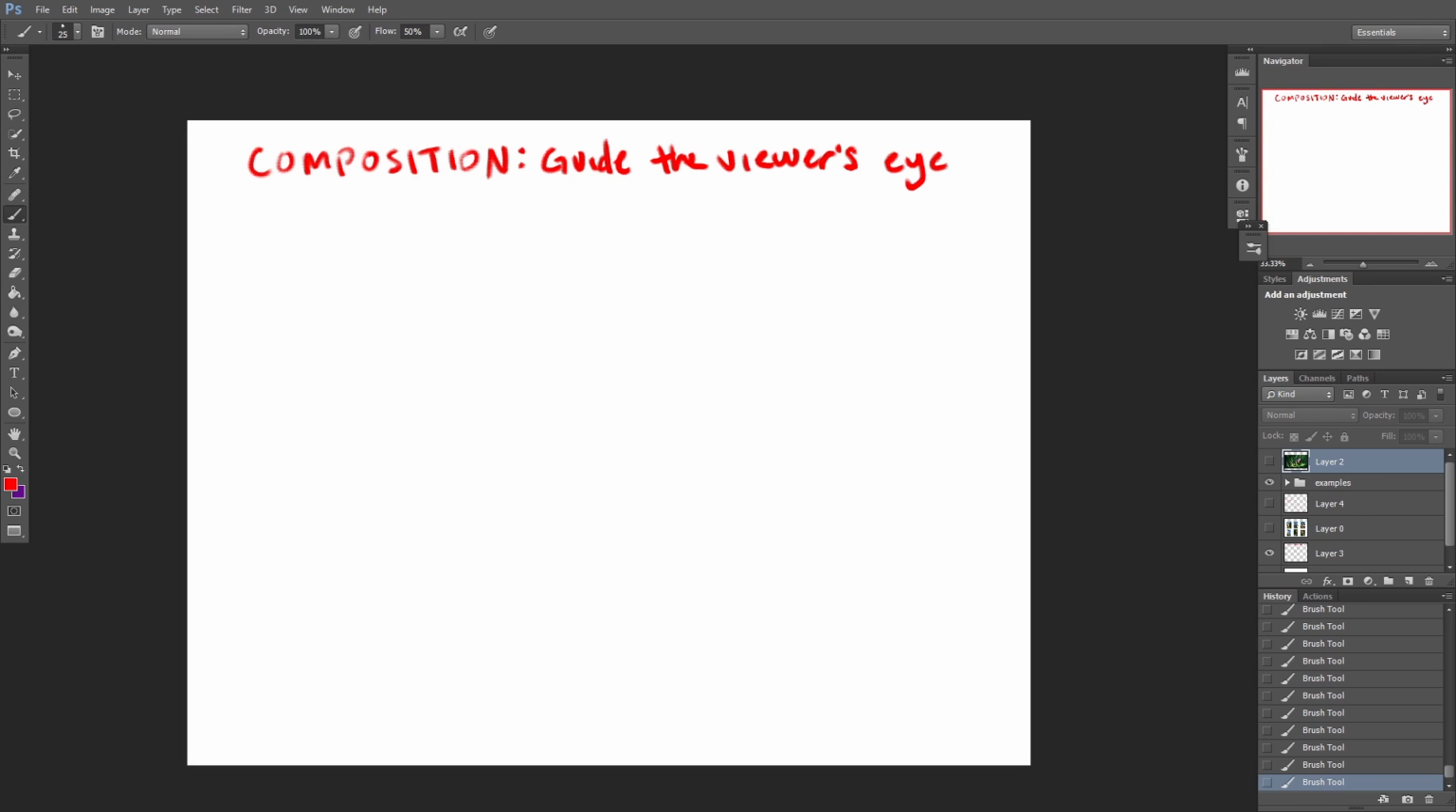So, what is composition? Composition is the arranging of your elements on the page or on your painting, and what good composition should do is guide the viewer's eye to wherever you want it to look. So it should guide it to the focal point, or if there's multiple focal points, it should guide them in the correct order to those multiple focal points. So I have some examples.